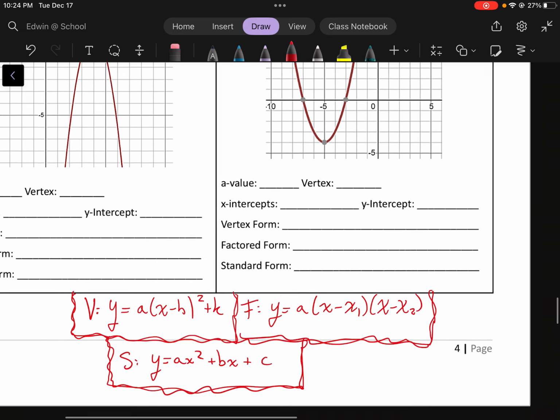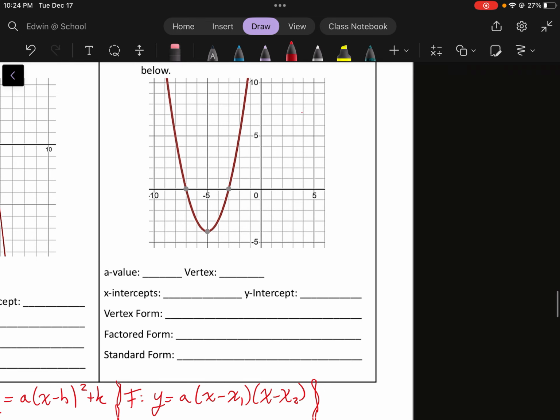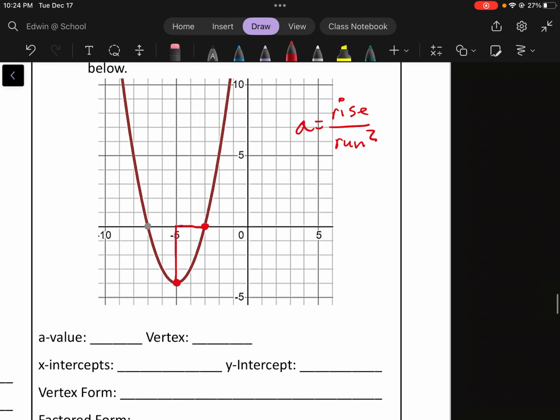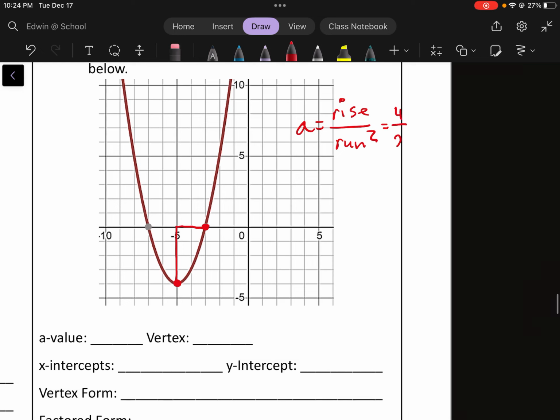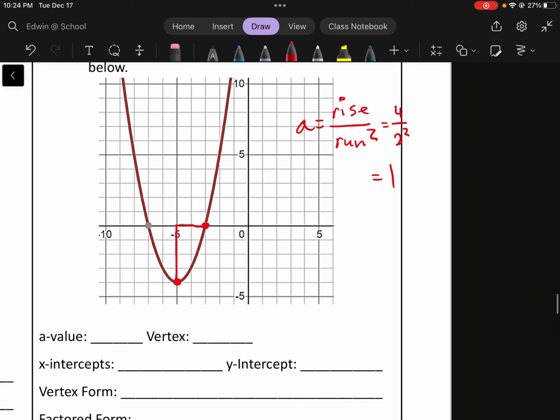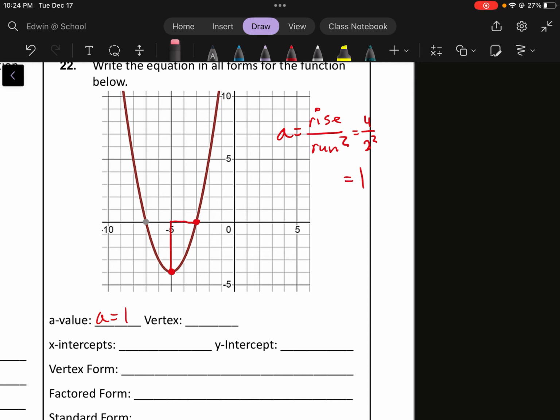Okay, so you notice that all of these equations have the letter A. It's like, what the heck is that? Well, A is going to be rise over run squared. And our rise over run is always taken from our vertex. So rise, we go up 4, and then we go 2 to the right. So that means our rise is 4 over 2 squared. So we got 4 divided by 2 squared, which is 4 divided by 4, which is equal to 1. So we have A equals 1. I'll write it in blue, actually.